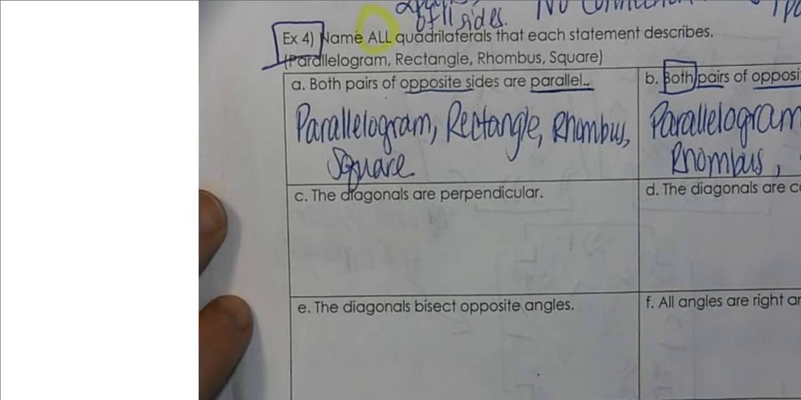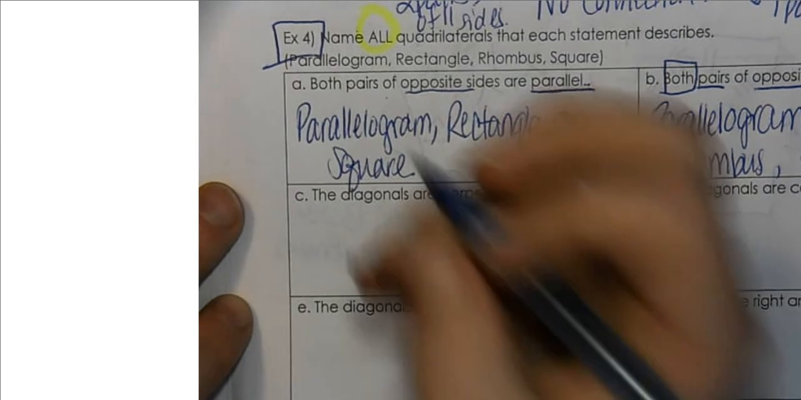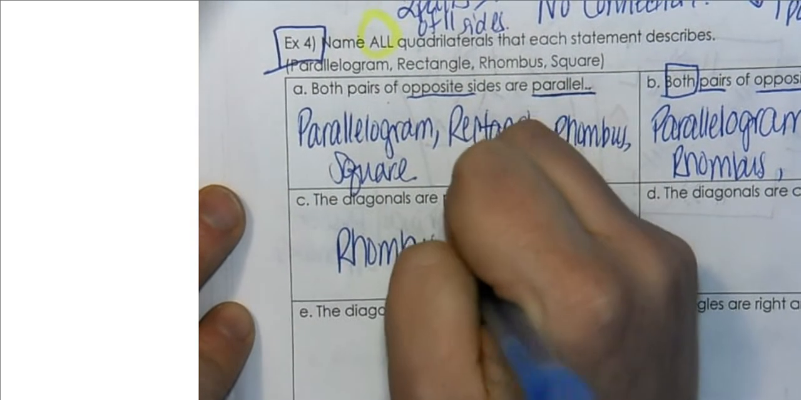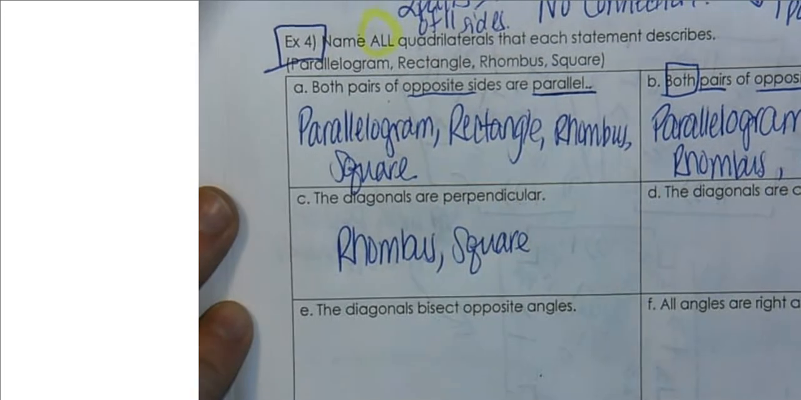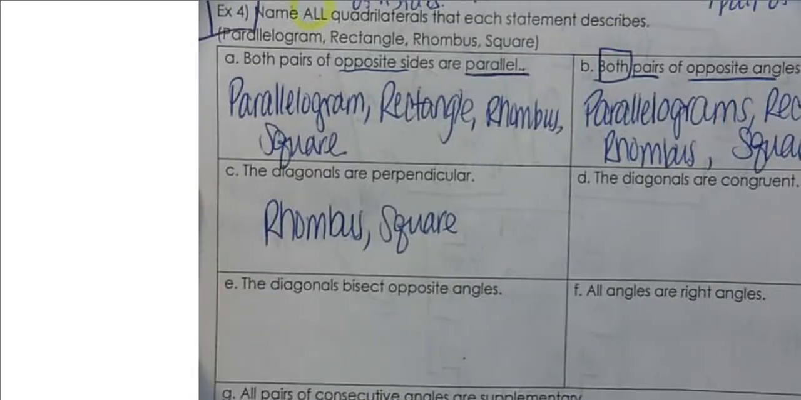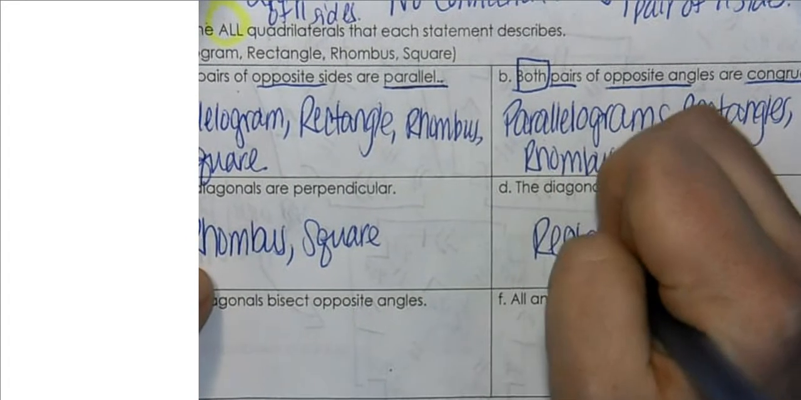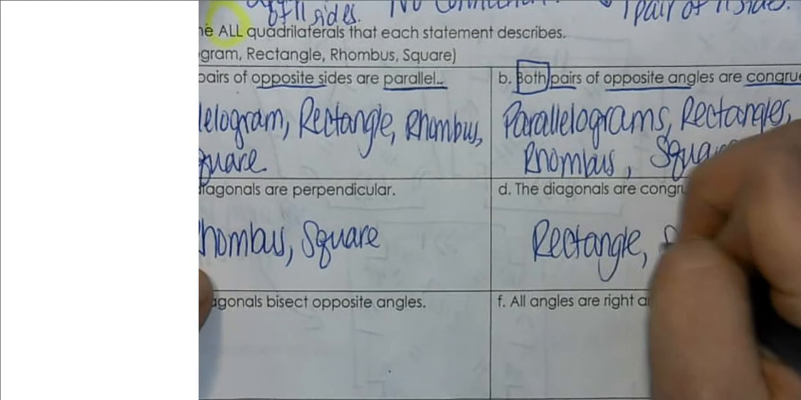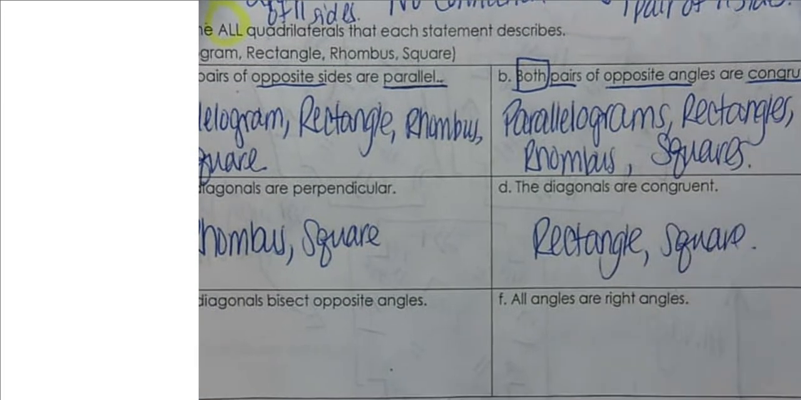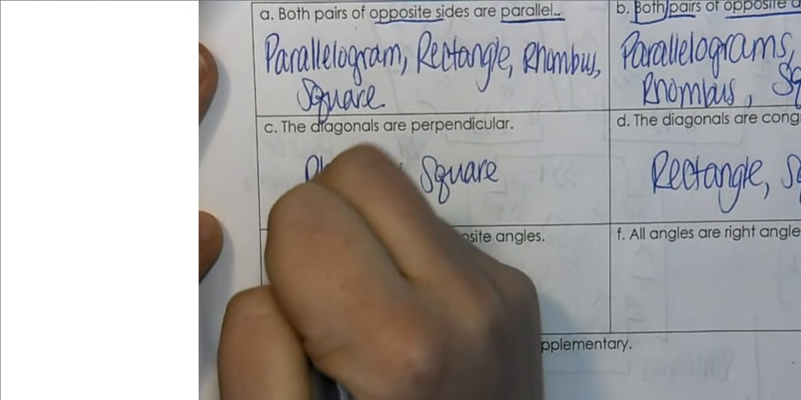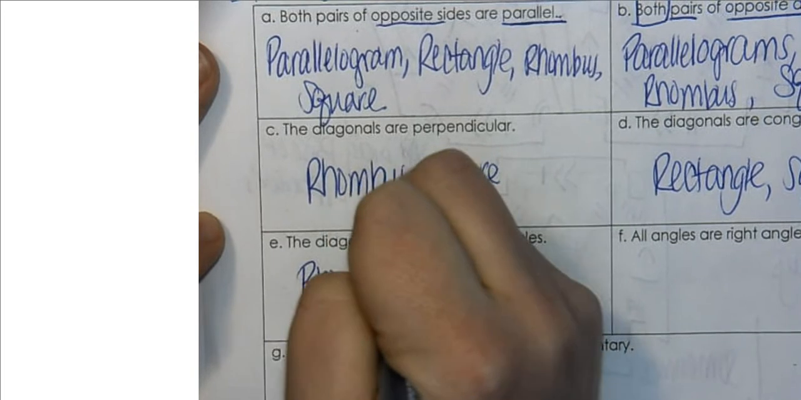The diagonals are perpendicular. That means they intersect to form right angles. That is only true for a rhombus and a square. The diagonals are congruent. That is only true for a rectangle and a square. The diagonals bisect the opposite angles. That is only true for a rhombus and a square.